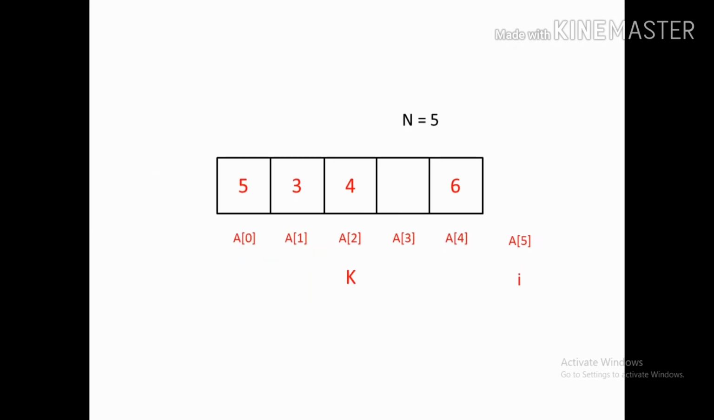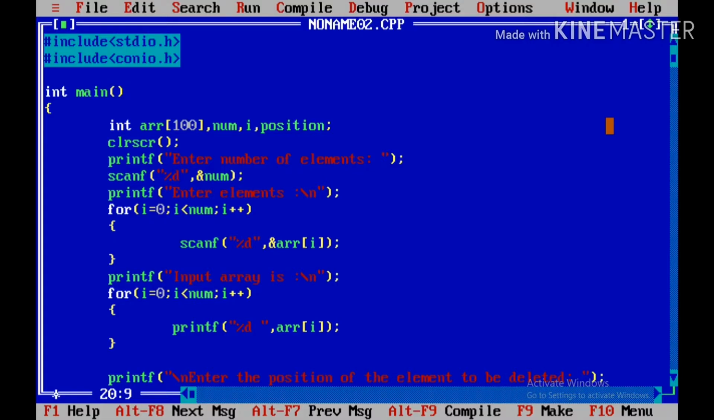After deleting an element, the total number of elements will be decremented by 1. So we set n equals n minus 1, and then step 5, exit. And that's it. Next, we can see how we can implement this using Turbo C++.